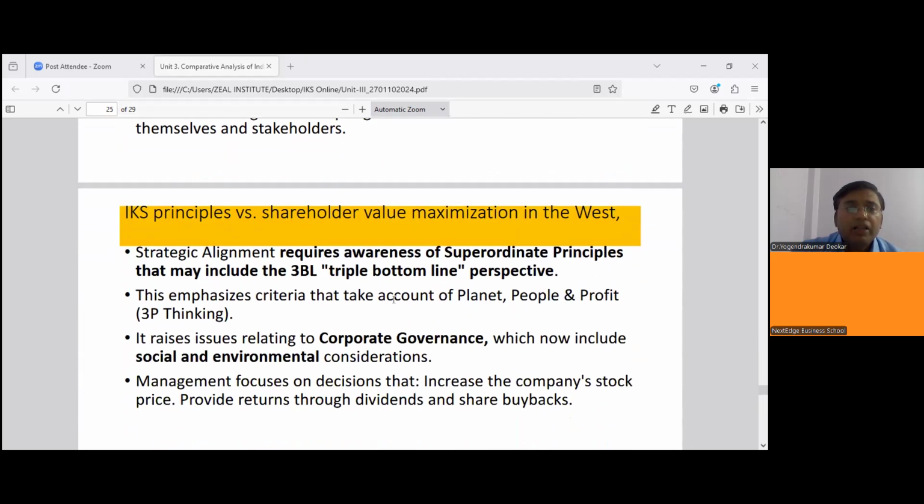Okay, IKS principle versus shareholder value maximization in the West. So the triple bottom line perspective, which is given in corporate governance, covers social and environmental consideration. From the examination point of view, strategic alignment requires what? Awareness of superordinate principles that may include the triple bottom line perspective. So these aspects are planet, people, and profit. These are the three Ps which are there.